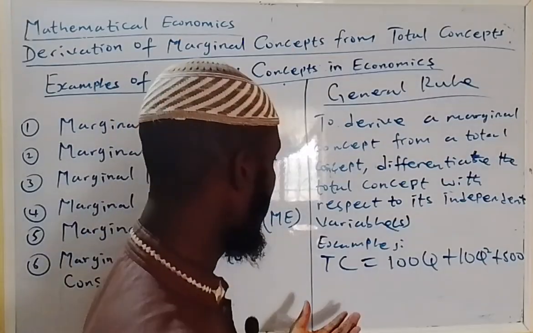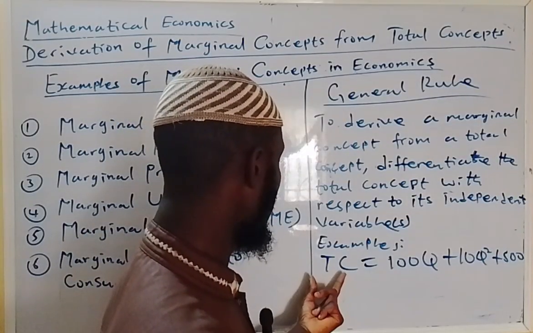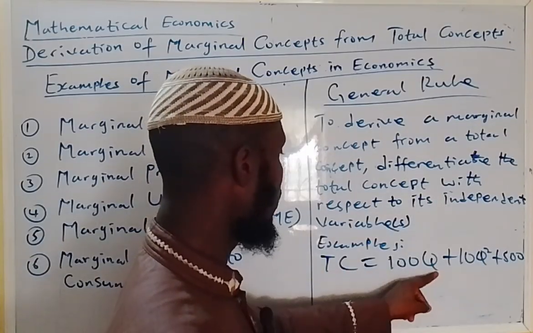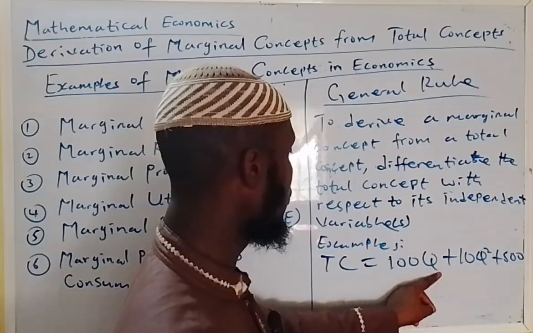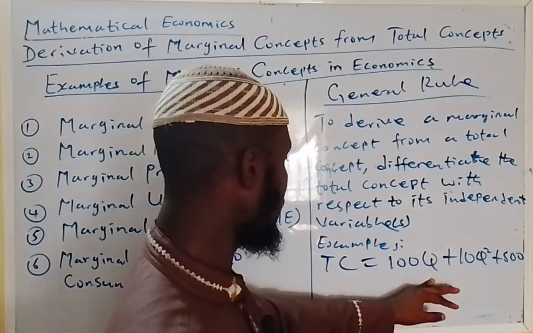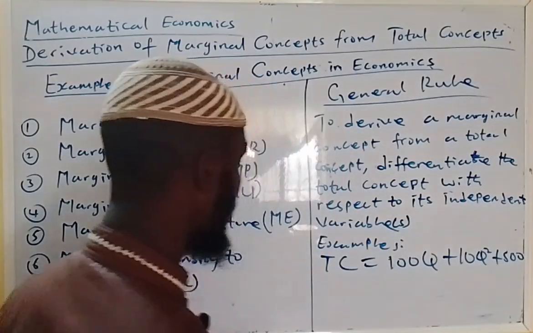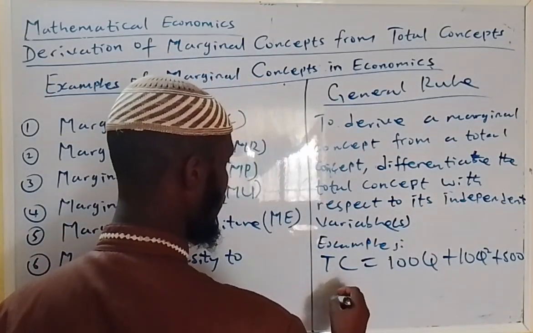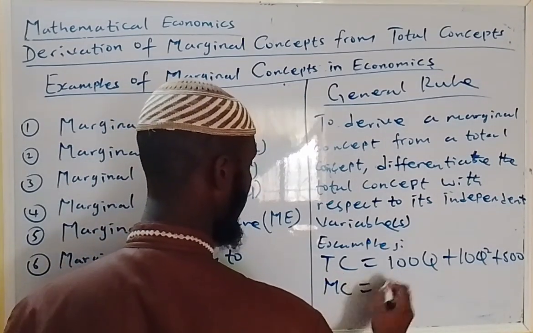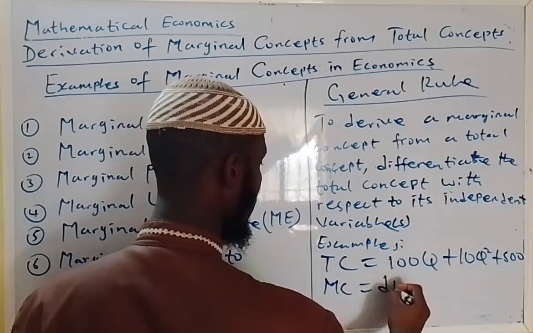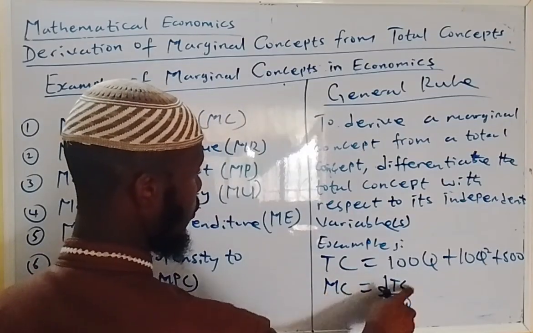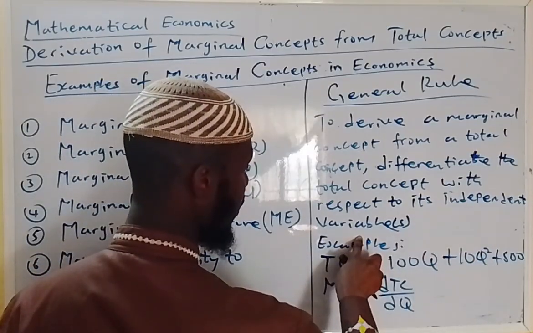What do we mean by independent variables here? That is the variable that total cost depends on. You can say from this function, total cost depends on Q. Q represents the unit of output produced here, or the unit of output sold, as the case may be. So we will follow this general rule to get our marginal cost. What we need to do is to differentiate this. So our marginal cost will be equal to dTC over dQ. We differentiate with respect to the independent variable, which is Q here.